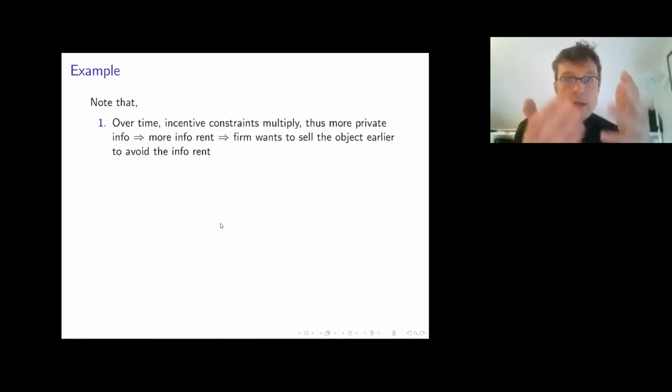We formulate it just in terms of the number of constraints, but we can also think about the sequence over time. That is, over time, as the buyers become more and more informed, the incentive constraints multiply. Thus, we have more private information for the buyers. This private information inevitably leads to more information rent, which means that the firm, the seller, has to concede more of the surplus to the buyers.